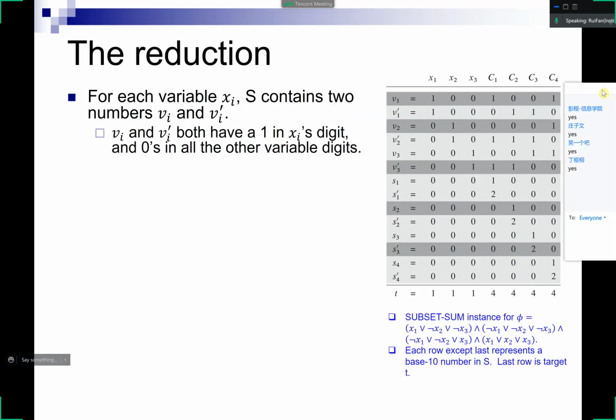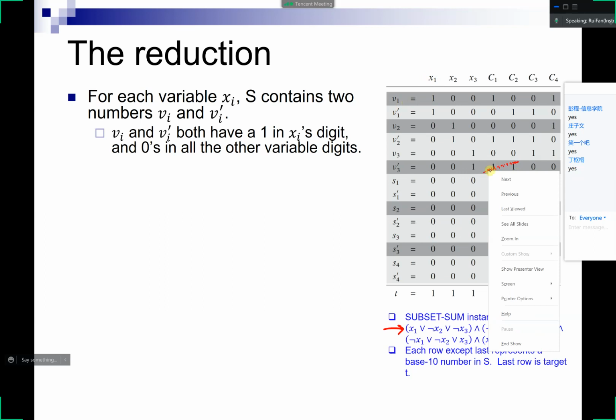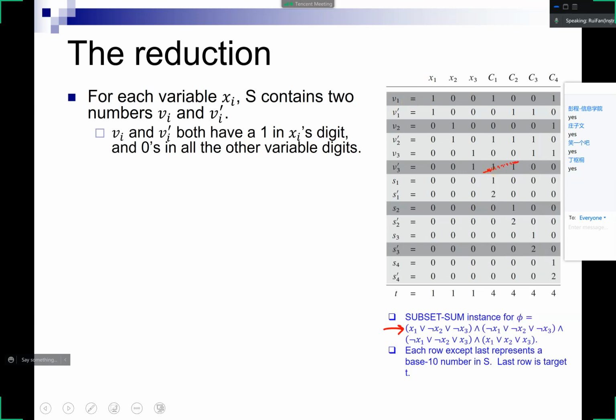Okay. So the example is, suppose you have a formula like this. This formula has 4 clauses, and for each of these variables, we're going to make 2 numbers, vi and vi prime. You see that in total there are 3 different variables: x1, x2, x3. So the numbers are going to have 7 digits, because you have 3 variables and 4 clauses. For each of these variables, we're going to make 2 numbers. So for x1 you have v1, v1 prime. For x2 you have v2, v2 prime, and so on.